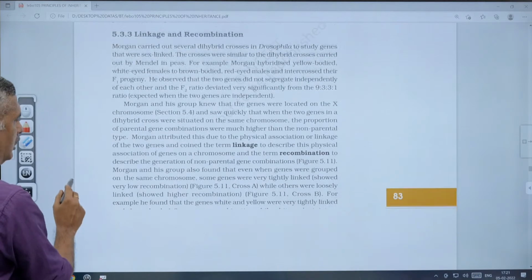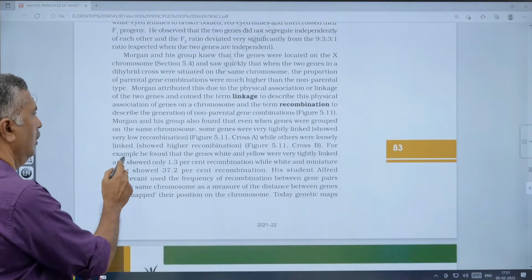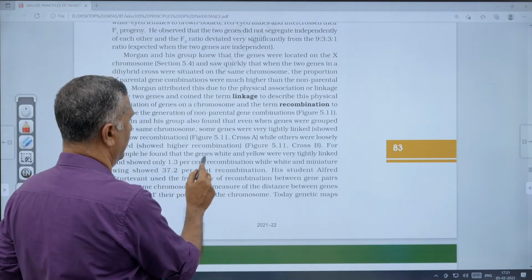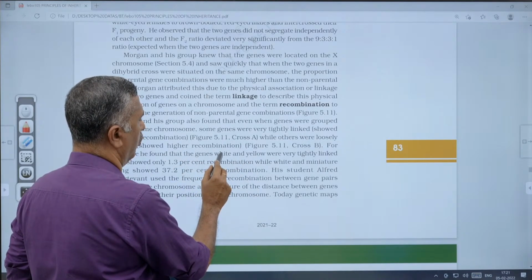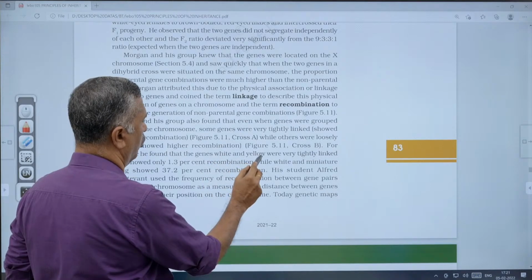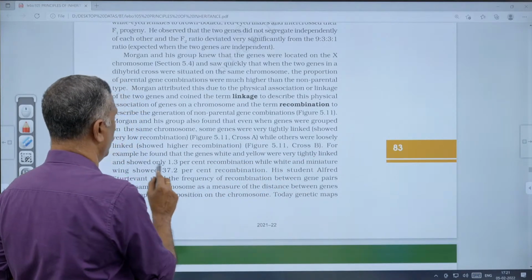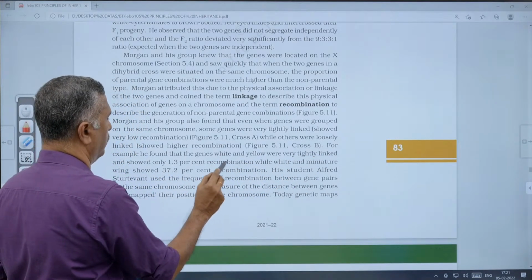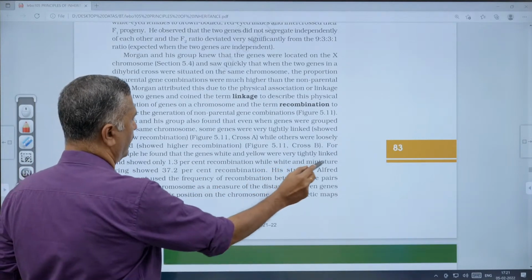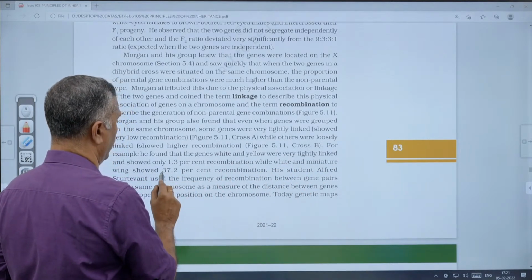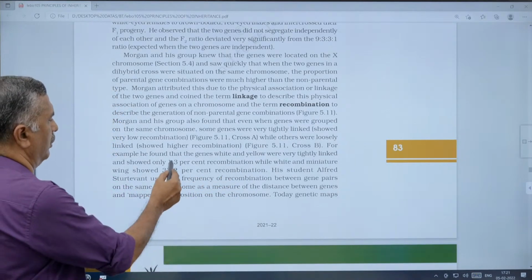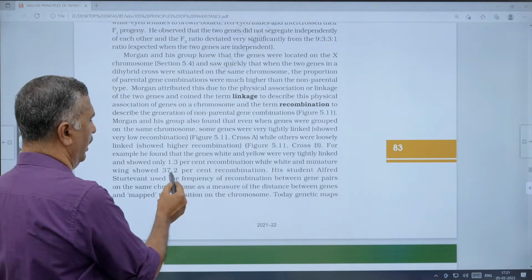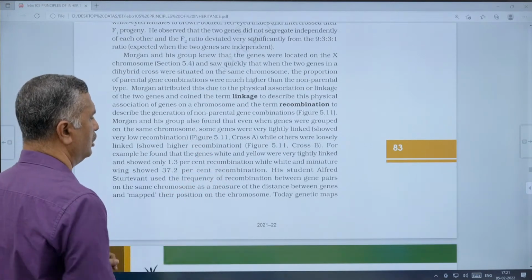The next point is very important. For example, the genes white and yellow, in the first cross, white eye color and yellow body, were tightly linked and showed only 1.3% recombination, while white and miniature, in the second cross, showed 37.2% recombination. So 1.3% is a very minute recombination, and 37% is very large.